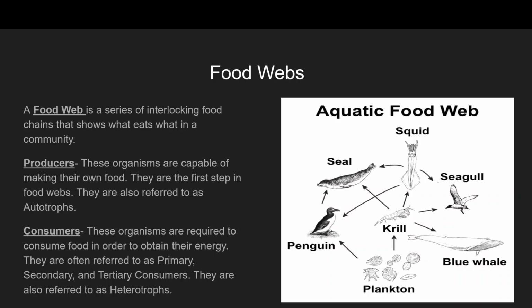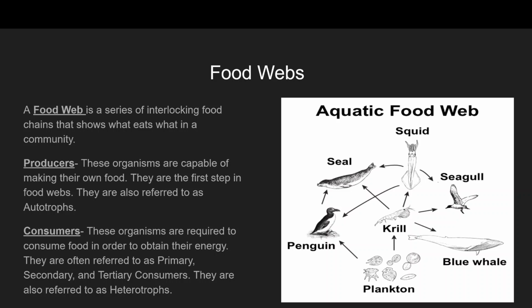For example, the plankton at the bottom would be our producer, and that plankton gets eaten by the krill. And then blue whales, despite being so large, they eat something that's almost microscopic. So they eat the krill, and that's really all the blue whale eats. So that's a food chain. But as you can see, squids eat the krill, seagulls eat krill, seals eat the krill. So almost everything on this chart will eat the krill.